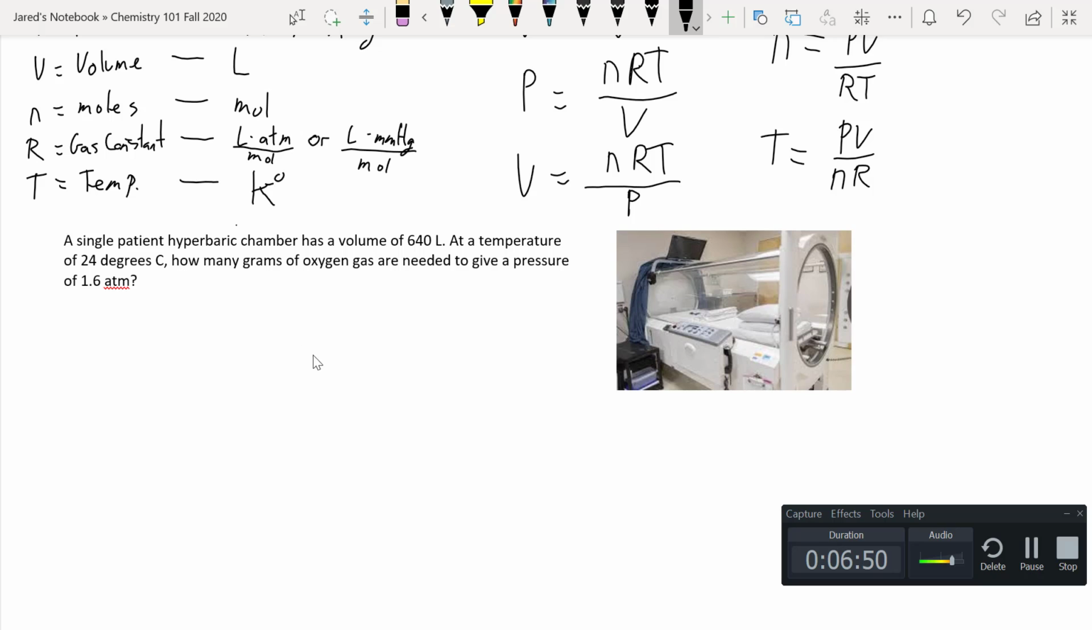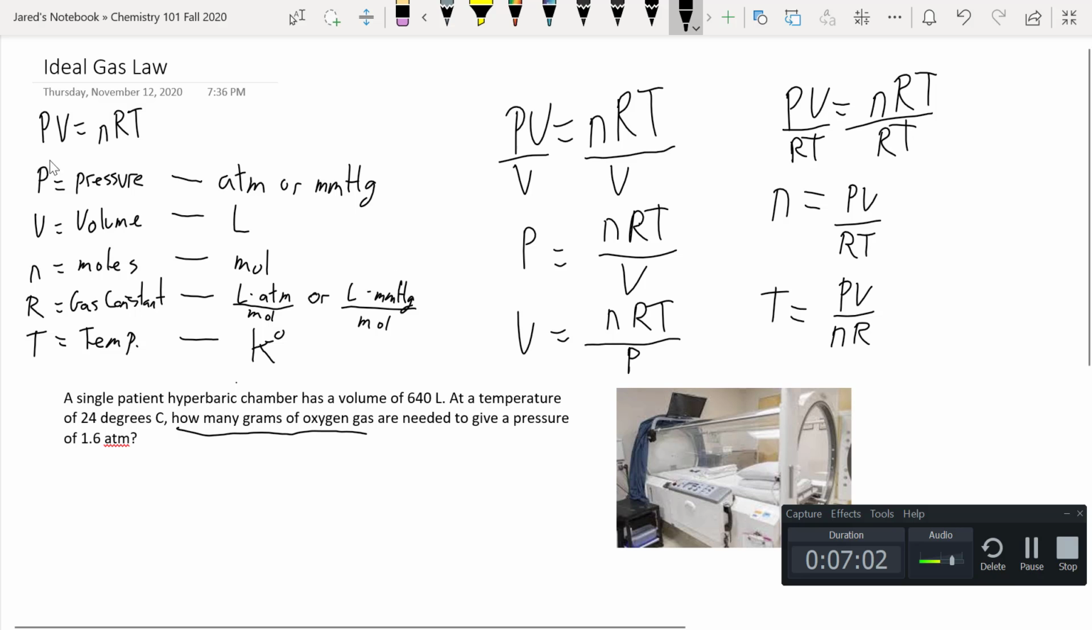So in the question, what is it asking us to find? If we look here, it's asking us how many grams of oxygen gas. Now, if we think about the ideal gas law, nothing in here is in grams, but one thing that is in here is number of moles. And if we know number of moles, we can then convert to grams. And so we're going to use the ideal gas law to solve for number of moles.